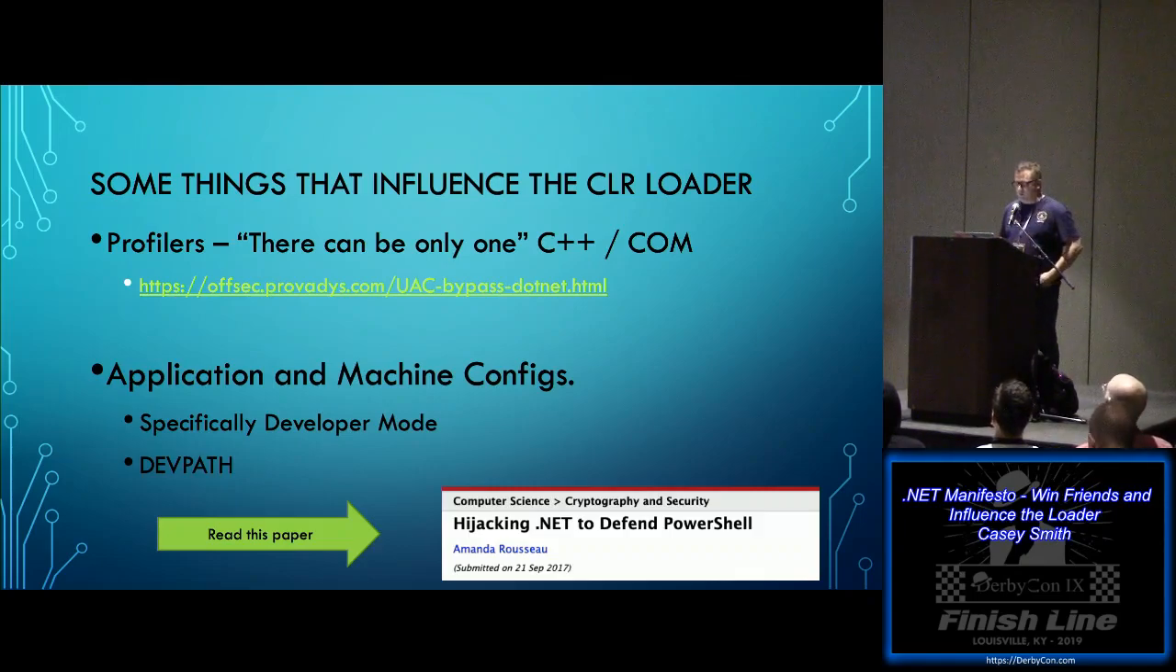Specifically, there's a really neat entry in the XML around the developer path. It clearly states on MSDN, don't use this in production. This is really for troubleshooting, but of course attackers aren't going to acknowledge that. DevPath is a really neat way to influence where the .NET runtime finds an assembly from. And then Amanda wrote a really good paper on hijacking .NET to defend PowerShell. It's a really good resource for some of what I'm talking about here, specifically around understanding PowerShell. Some of that was written before some of the logging capabilities were available, but it's a really good read for not only PowerShell but .NET internals.